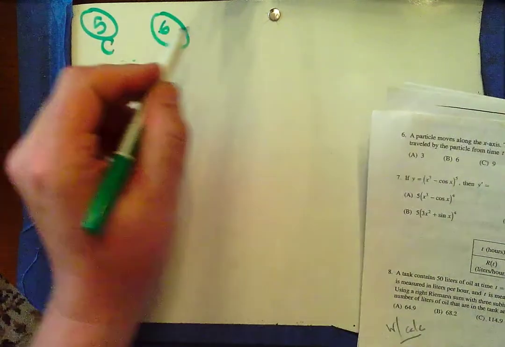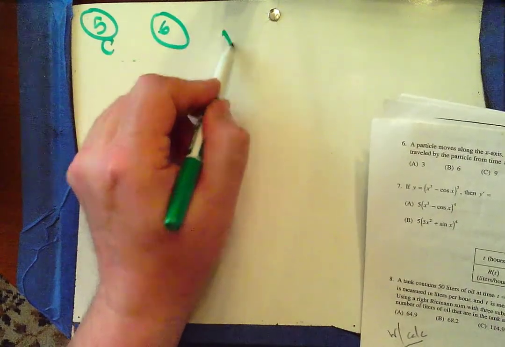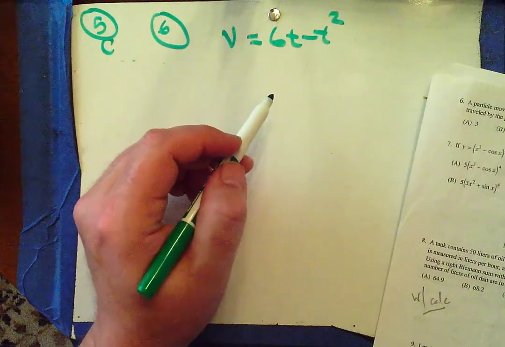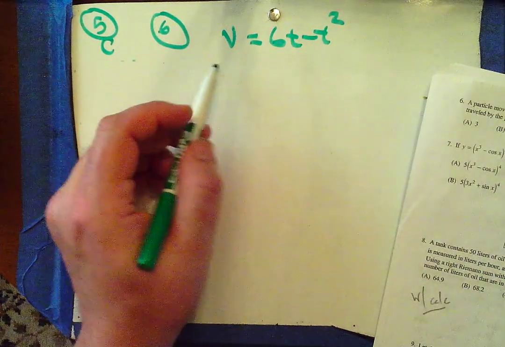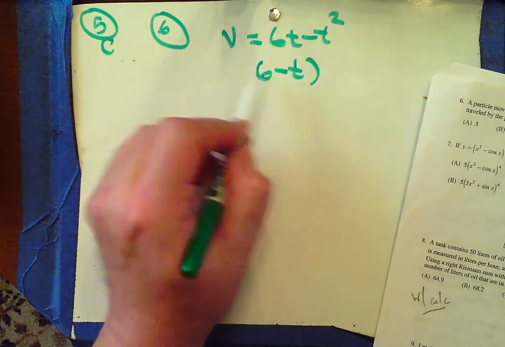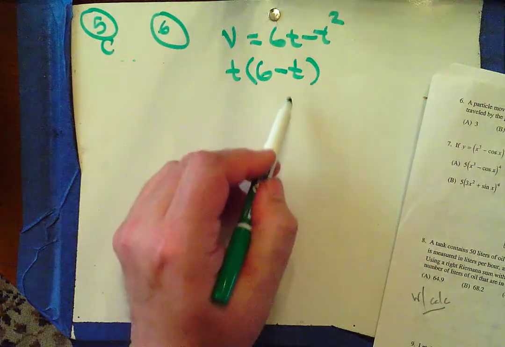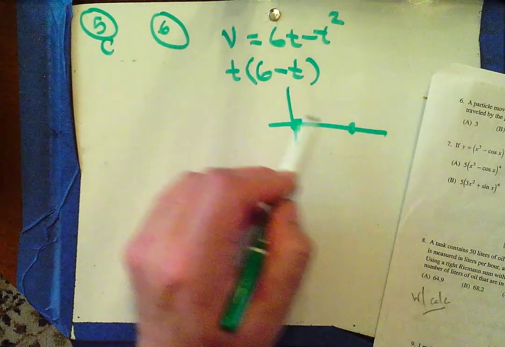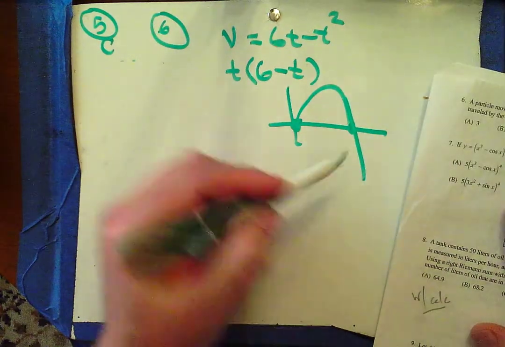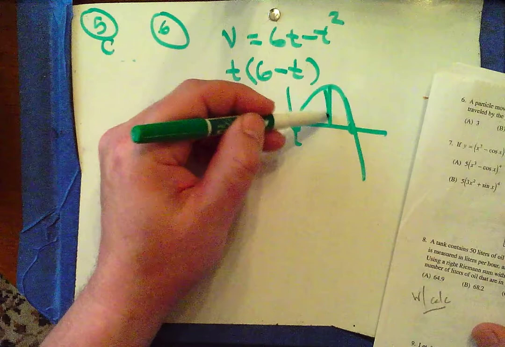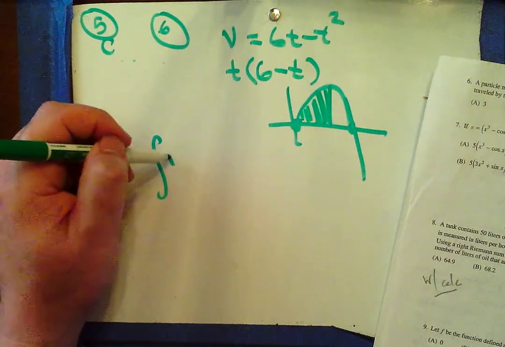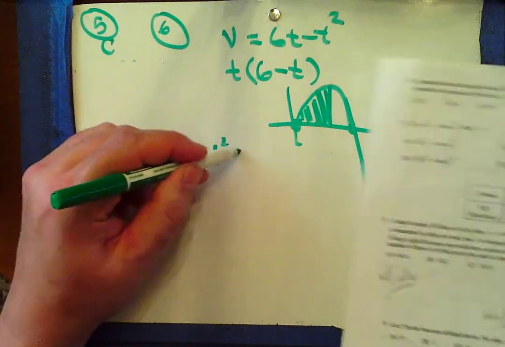Okay, what about problem number 6? 6 says a particle moves along the x-axis. V is 6t minus t squared. And we want the total distance traveled on 0 to 3. Well, let's think about this graph. 6 minus t times t. Velocity looks like this. And we're going on 0 to 3. So we want total distance traveled, which is just the straight integral of 6t minus t squared dt.